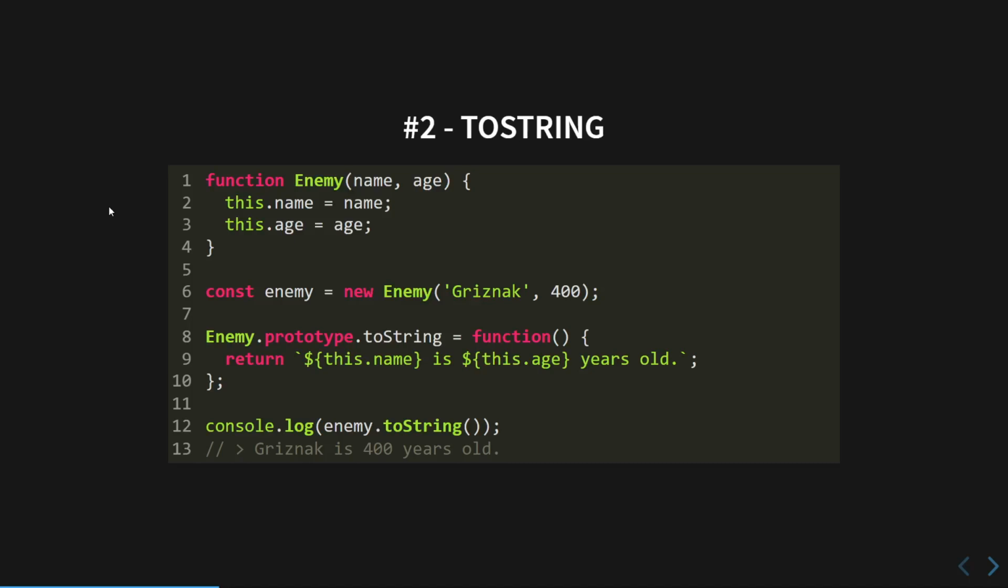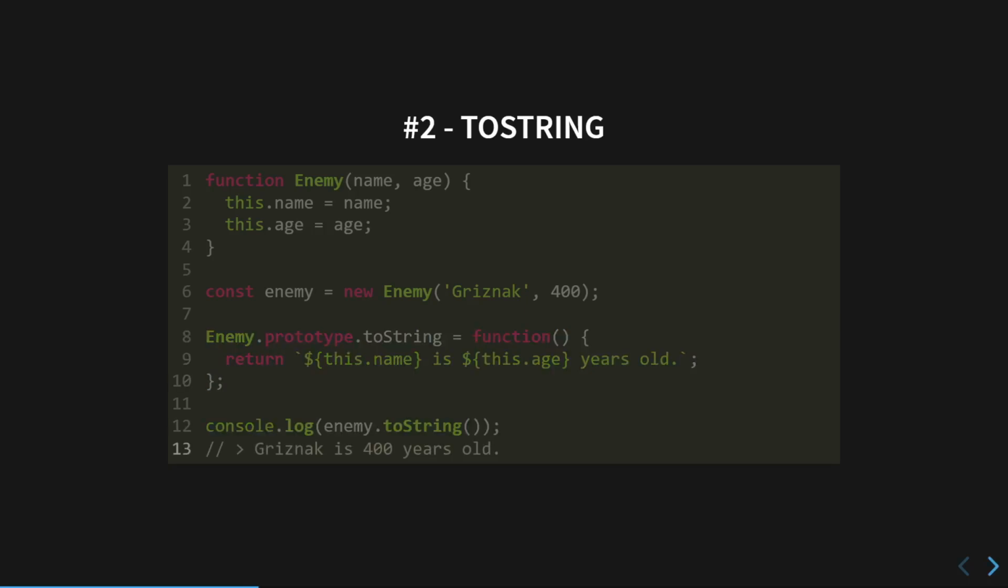So the next thing I wanted to talk about was the toString function. Now most people might be aware of this. I'm creating a little function called enemy and I'm using it as a constructor. So I'm calling it, and that'll produce an object that has a name property with Grisnak, and then it has an age property with 400. And then I'm overriding the toString function on the prototype chain, and I'm saying whenever toString is called, return Grisnak is 400 years old. And then if we call that, it returns the expected string.